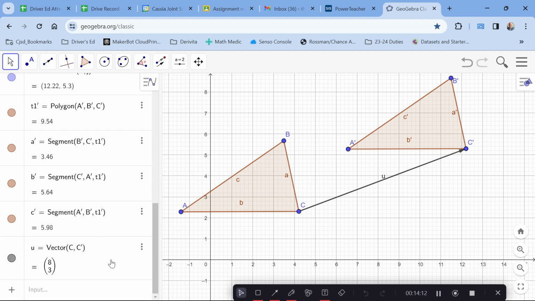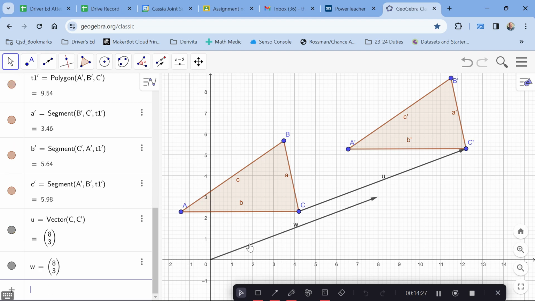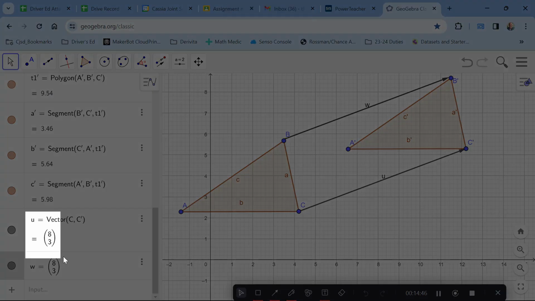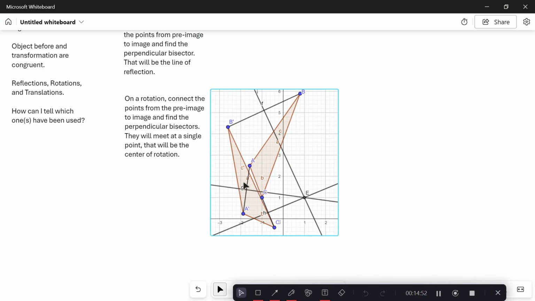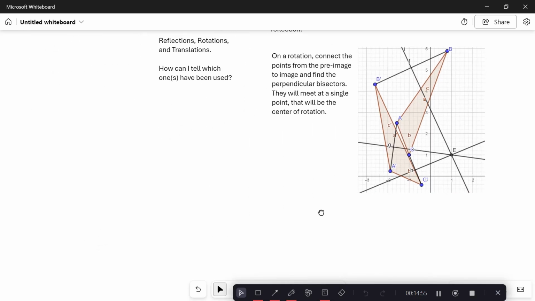And I don't know why that happened the way it did, but this vector that I created was 8, 3. If I create another one, let's call it vector W. W equals 8, 3. Then I can check if that same vector works. Now here we go. Connect A to A prime and B to B prime. And if so, then I can define the translation as one that goes to the right 8 and up 3. And that's how you read these vectors right here. Okay. I'm going to just do a little screen grab. And let's do a little writing over here.